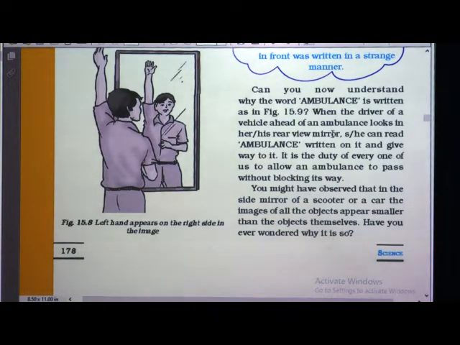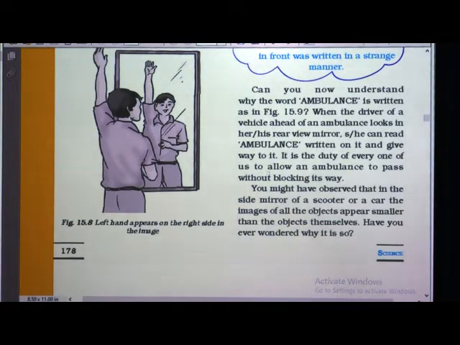In this mirror we can see, because the driver cannot turn himself and look back every minute. That is why a rear view mirror is given. So in this rear view mirror, the ambulance word which is written in the opposite direction will show him or her the exact word, which is ambulance. So this is the image formation in a plane mirror, and this is the effect of a plane mirror on its image.